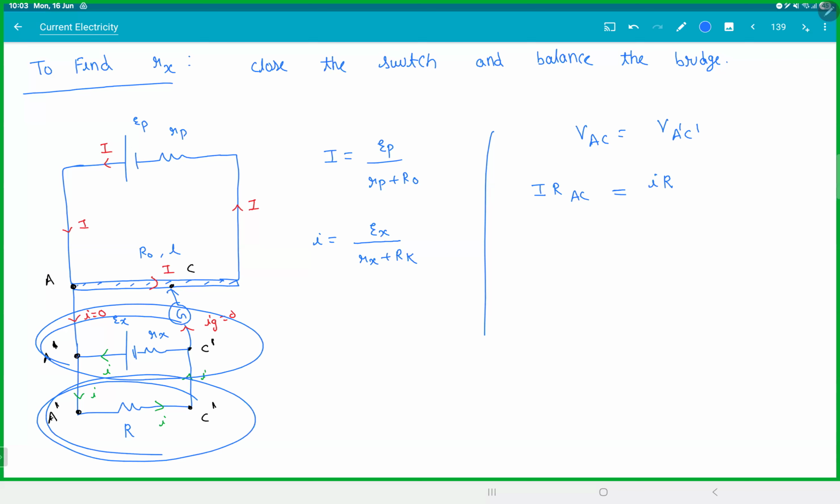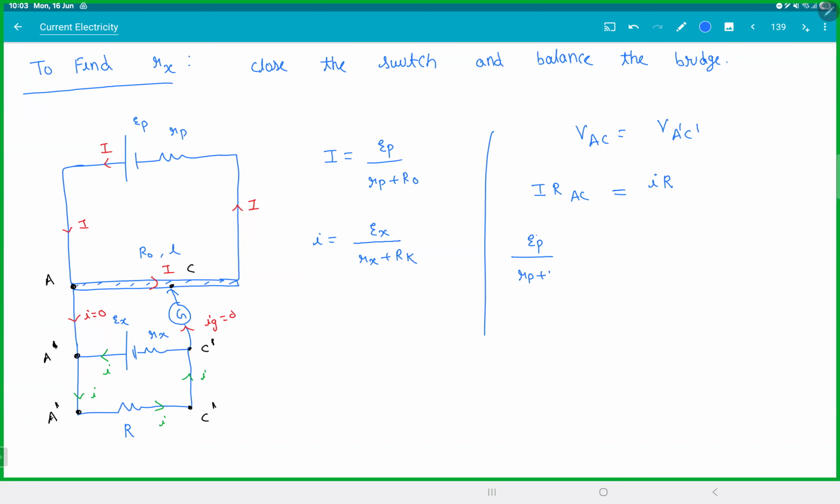The battery Ex, Rx, and R naught are in parallel. What is this thing? EP by RP plus R naught. This will be R naught by length into X. This is Ex by Rx plus R naught into R naught. There, I know everything here except Rx. Solve this, you'll get an answer.